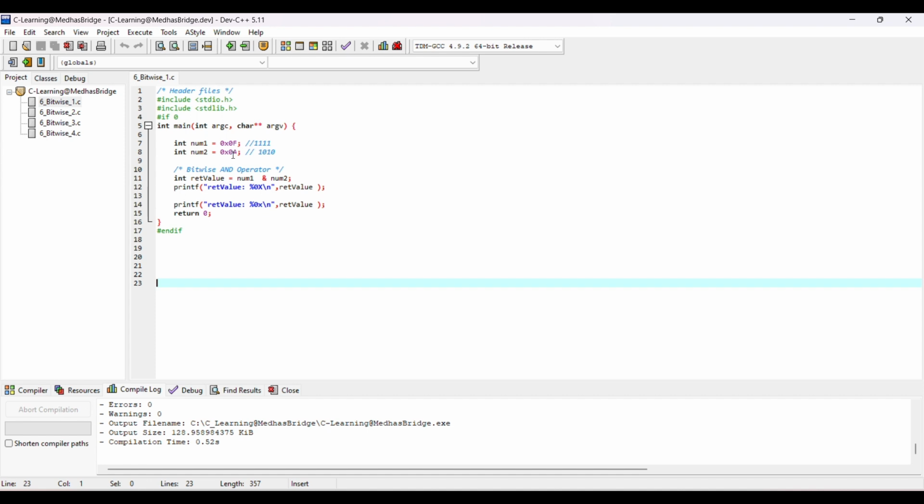We know the bitwise AND operation, so this is the symbol for the bitwise AND. Bitwise AND means it operates on the bits, and AND means if both inputs are 1, then the output becomes 1. With what we have seen in the discussion, the bitwise operation of num1 and num2 gives 0A as the output. So let's see what it produces.